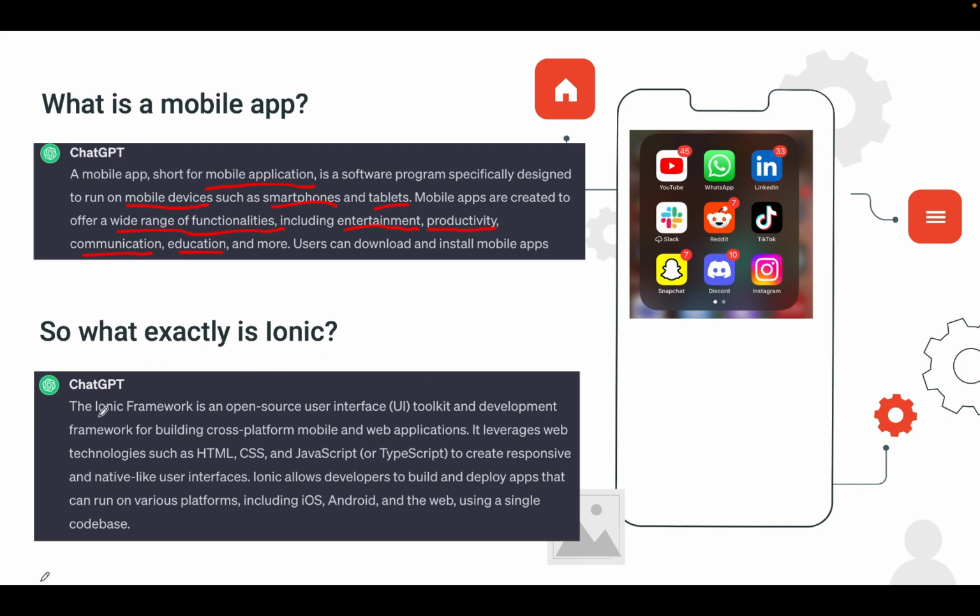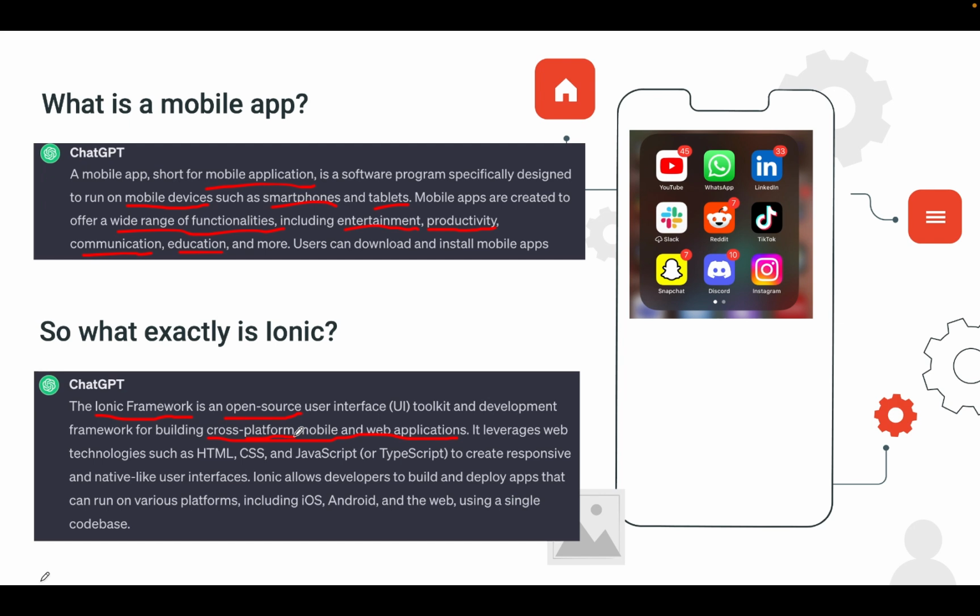ChatGPT. So Ionic framework, so they call it framework, is an open source, so anyone can use it. User interface toolkit and development framework for building cross-platform mobile and web applications. So what does cross-platform mean? Platform means different kinds of phones, like iOS, Android. There are Windows phones too, right? So what it is saying is that we can use Ionic to build apps for different platforms.